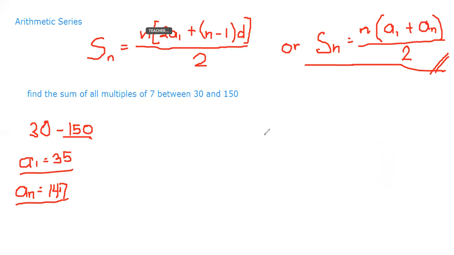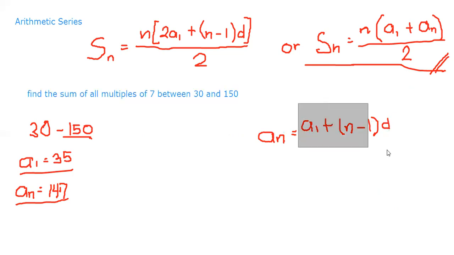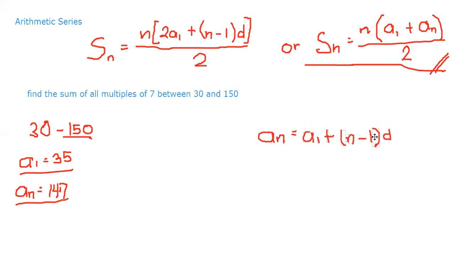So, ano yung formula ni arithmetic sequence? A sub n is equals to a sub 1 plus n minus 1 times d. Tama ba? Diba ito ang formula ng ating arithmetic sequence? Para malaman lang natin yung value ni n, kasi hindi pa natin alam what is the value of n dito.